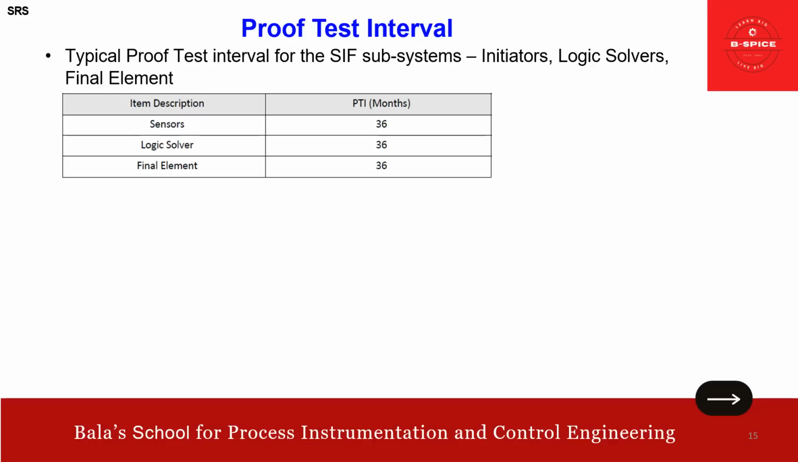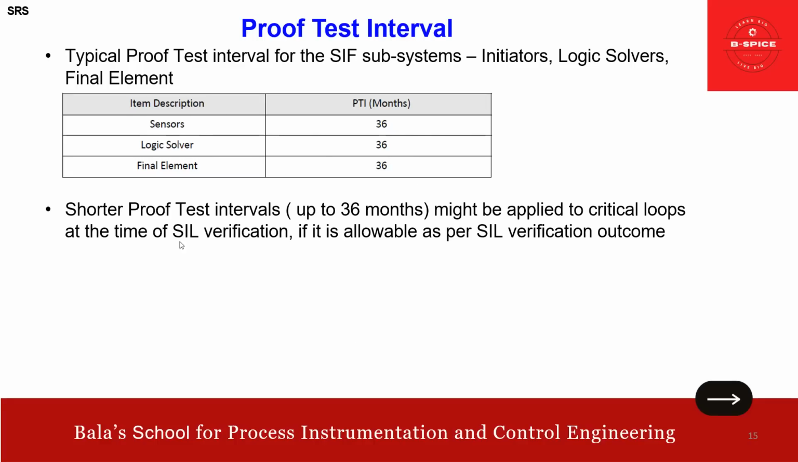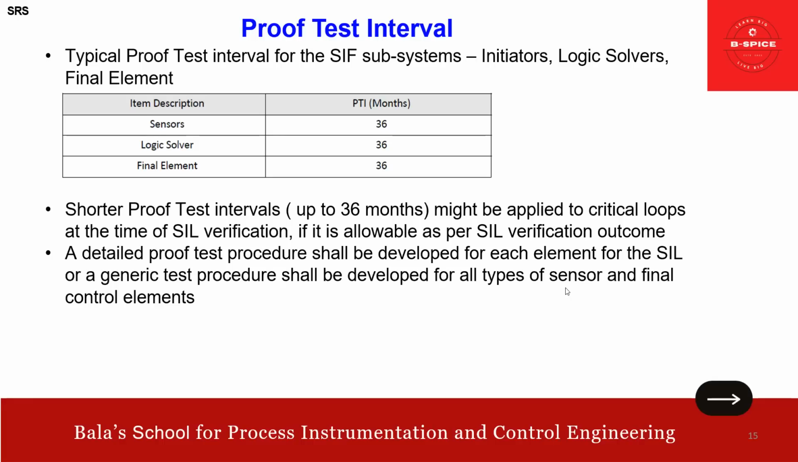Typical proof test interval for the SIF system, that is initiator, logic solver, and its sensors, that is 6 months, logic solver, final element, all these. So a shorter proof test interval might be applied to critical loops at the time of SIL verification, if it is allowable as per verification outcome. So that is the point. Take note, friends.